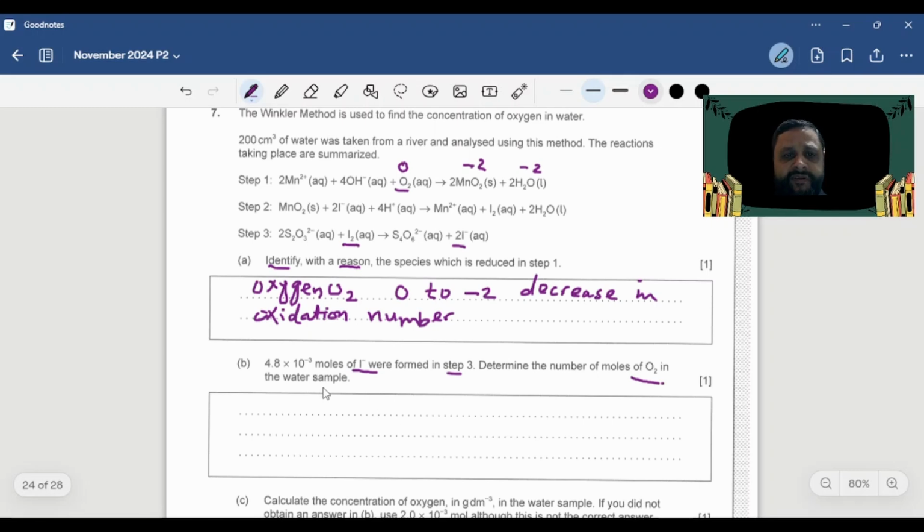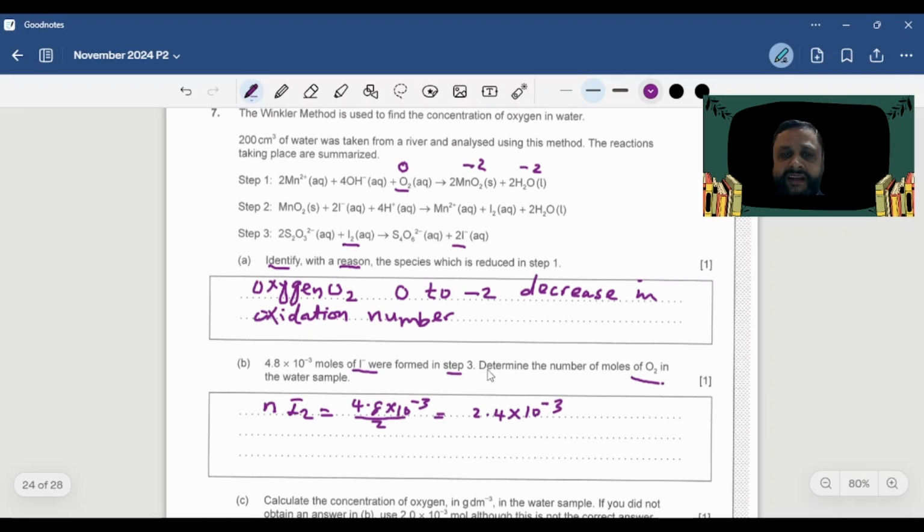So straight away we can find out the moles of iodine first. So moles of I2 will be equal to 4.8 times 10 to the power -3 divided by 2. So that will give me straight away 2.4 times 10 to the power -3 moles of iodine.